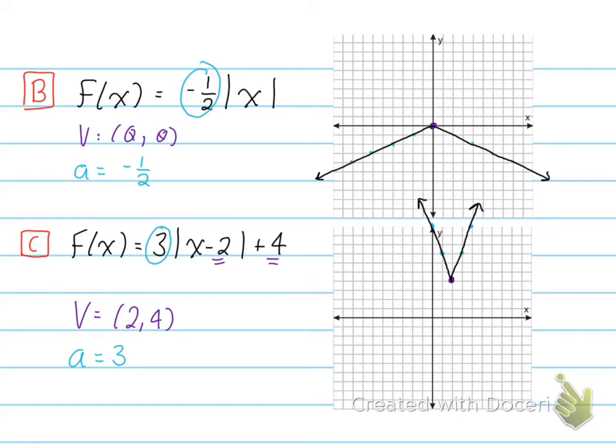On the other hand, in that last example B, my a value is negative 1/2. So the 1/2 is a value between 0 and 1. As you can see, that V shape is a little bit wider.